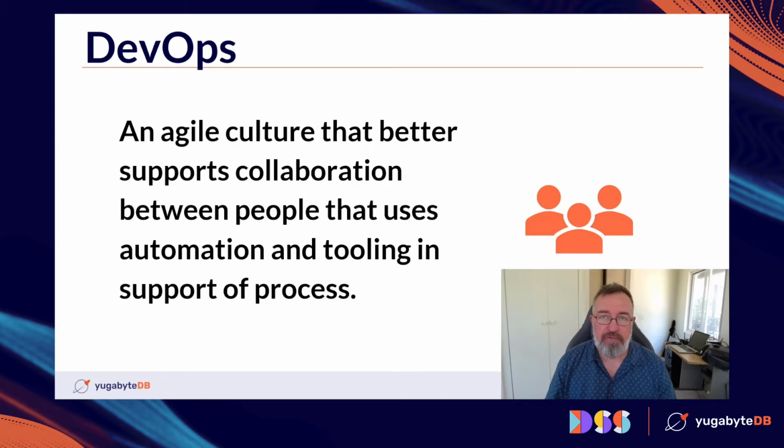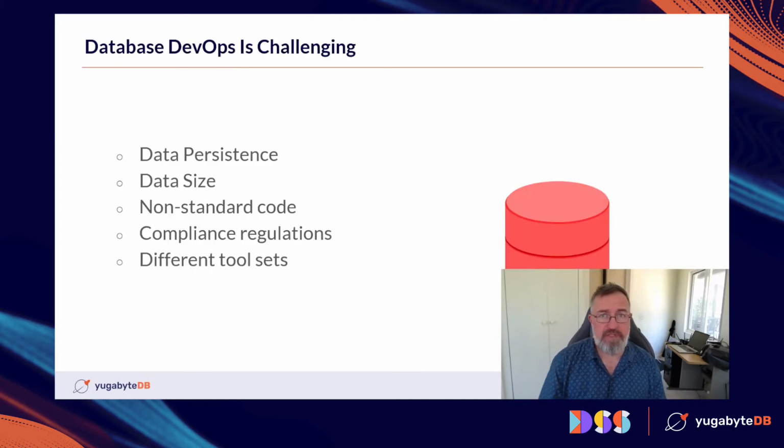Only there is a little bit of a problem: databases. Databases have always been a challenge. From the get-go, databases are harder to automate, and there are a number of reasons for this. It's not any one reason. There is a whole slew of issues.